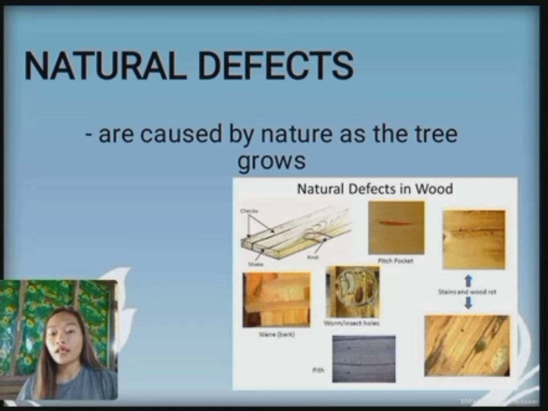Natural defects are caused by nature as the tree grows. Natural defects naturally occur in the wood. The common wood defects are responsible for reducing wood's monetary and utilized value. They are the number one culprit in lowering wood strength, durability, and usefulness. This group includes all those defects that develop on a tree during its growth, so their development generally cannot be controlled by man.